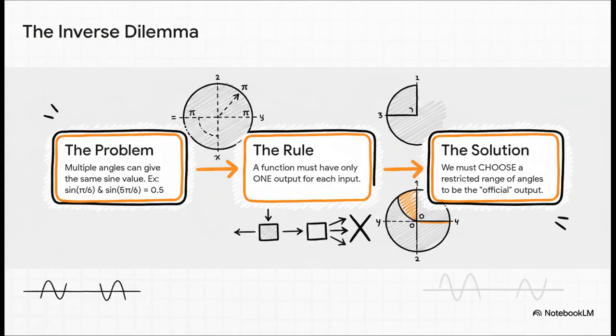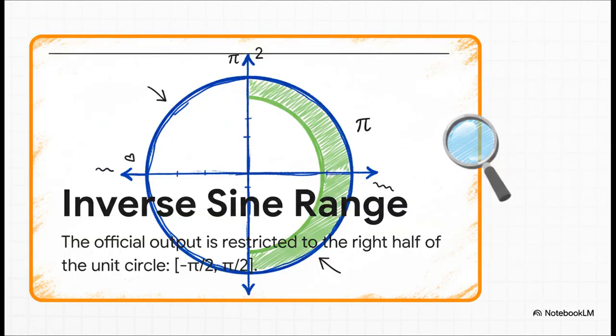So here's the dilemma in a nutshell. If you type inverse sine of 0.5 into your calculator, what should it tell you? Is the answer 30 degrees, or 150 degrees, or how about 390 degrees? They all have a sine of 0.5, but a function by definition can only give you one single answer for any given input. So to fix this one-to-many mess, mathematicians all over the world just had to agree. They decided to pick one specific slice of the circle and call that the official set of answers. For inverse sine, or arc sine, the slice they chose is the right half of the unit circle. What that means is the answer you get back will always be an angle somewhere between -90 and +90 degrees. No exceptions. That's the official range.